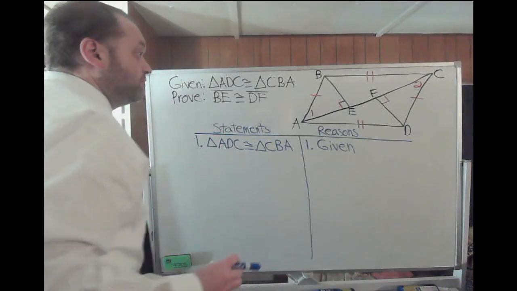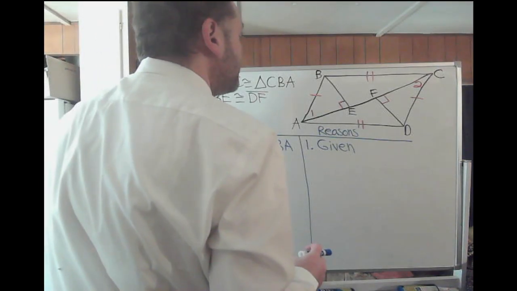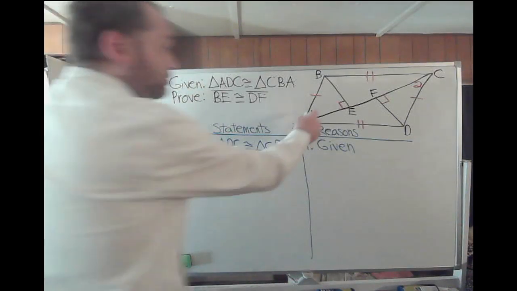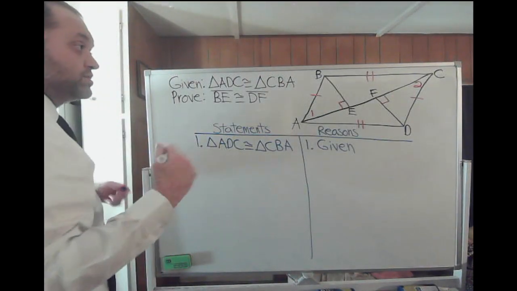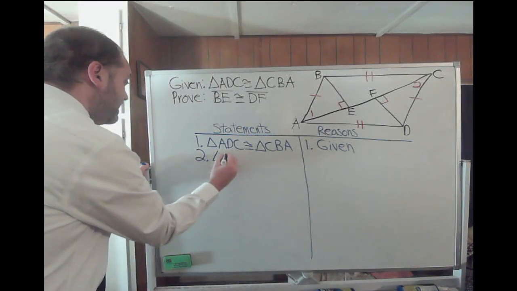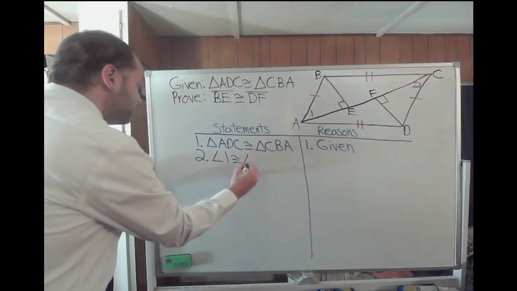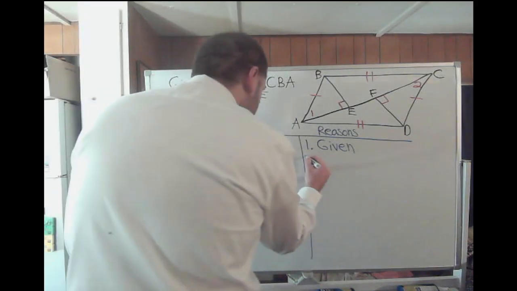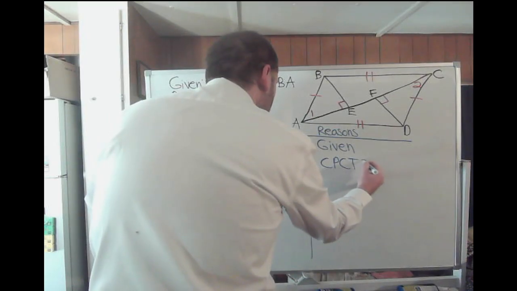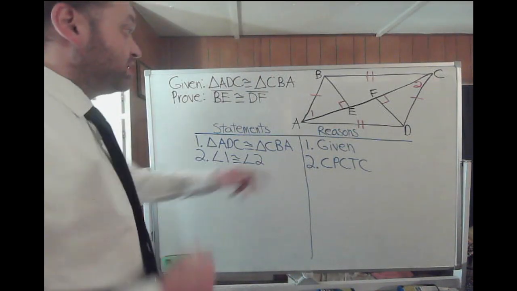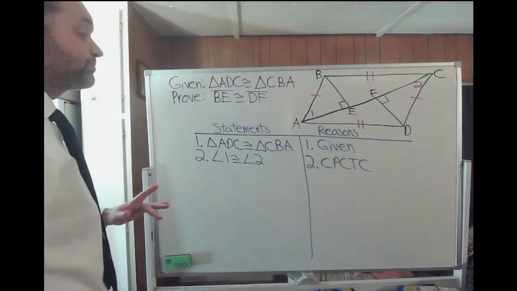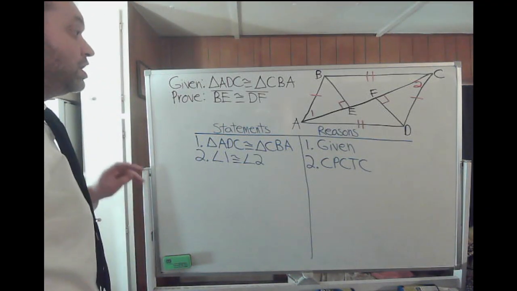Where are we going to go from here? Well, it looks to be that angles 1 and 2 are corresponding angles, right? So we can now say that angle 1 is congruent to angle 2 by CPCTC. Corresponding parts of congruent triangles are congruent. So now we've concluded angle 1 is congruent to angle 2 by CPCTC. Alright.